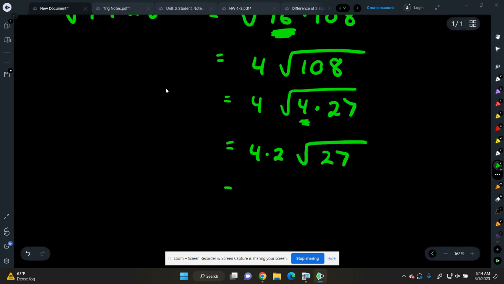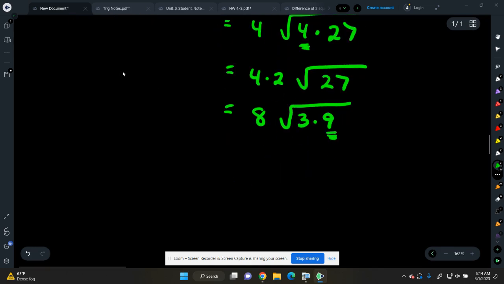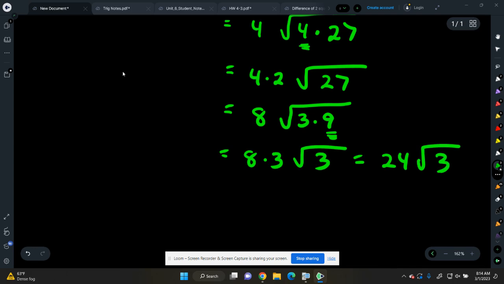Okay, so I could keep working it like this. 27 is 3 times 9. I know the square root of 9 is 3. So 8 times 3, which is 24, square root of 3. Okay, so sometimes you don't have to go all the way down to the prime numbers, but that will work every time if you're not good at the perfect squares.